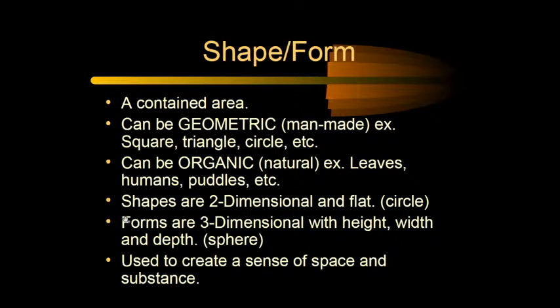Now shape and form I already told you about. You have geometrical shapes and organic shapes. Geometrical shapes are man-made, like square, triangle, circle. Organic shapes are natural, like leaves, humans, puddles. So it's the same thing as in the last lesson.